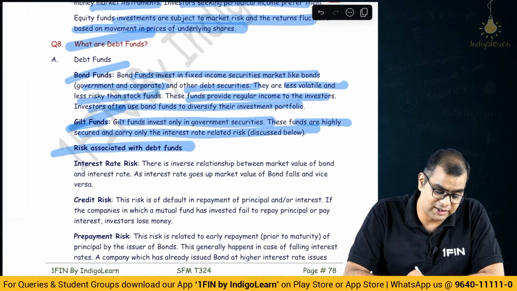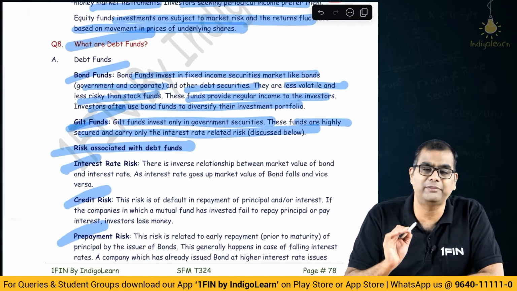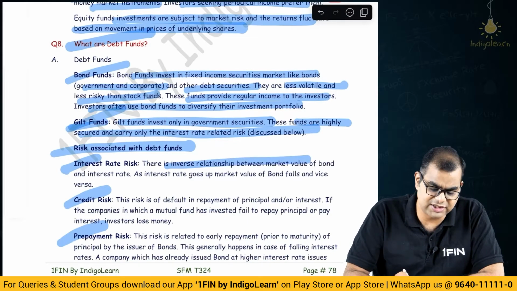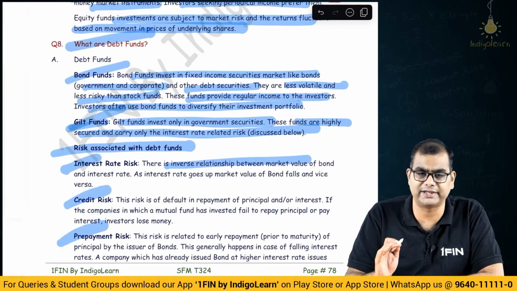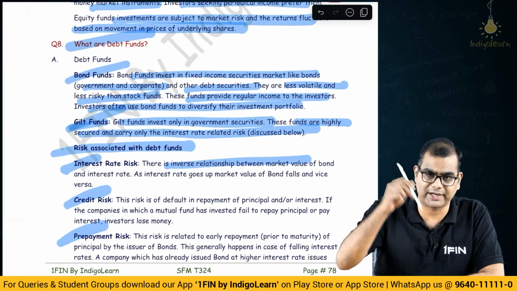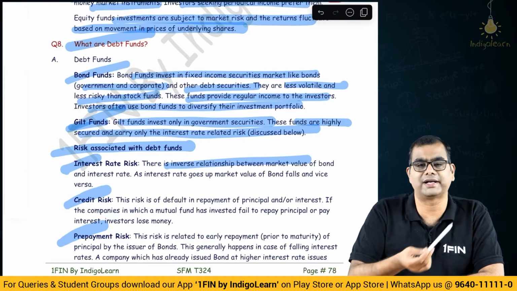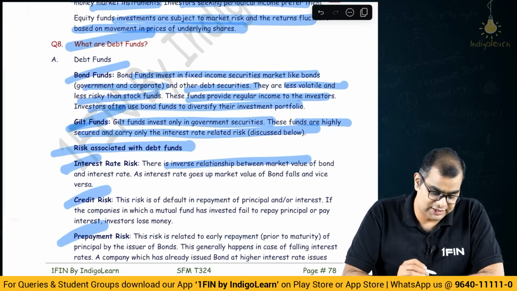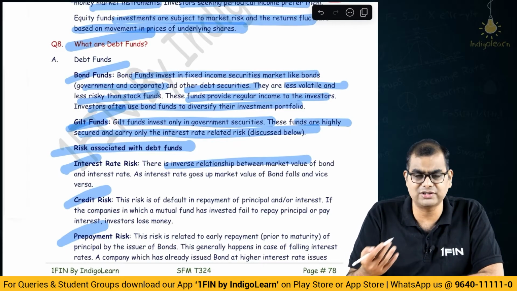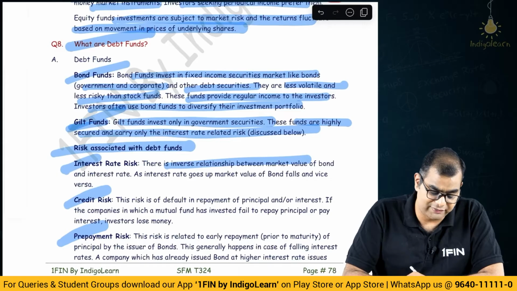Now, coming next to what are the risks associated with debt funds. There are three kinds of risk: interest rate risk, credit risk and prepayment risk. Interest rate risk is that there is a relationship between market value of the bond and the market interest rates. So, interest rates go up, price goes down, and interest rates go down, the market price of the bonds goes up. So, that is one specific risk that you have, which is the downside risk when interest rates go up.